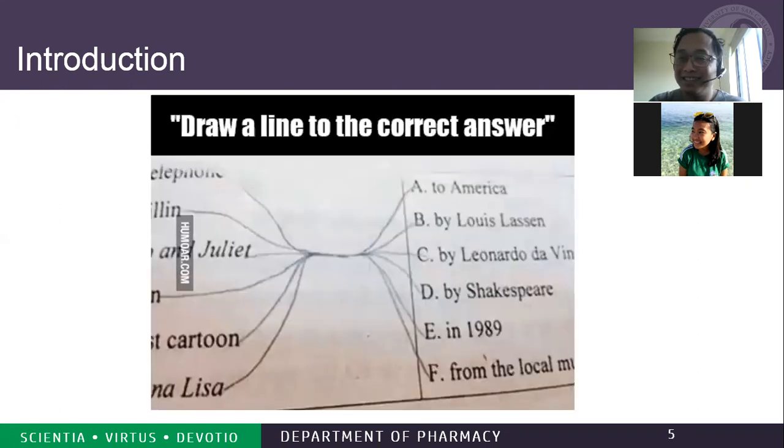Just like in this photo, the kid is smart, working on this problem. There are questions and answers that need to be linked, and the students have the same line here, so it's still difficult to define which part of the left side has the connection to the right side.